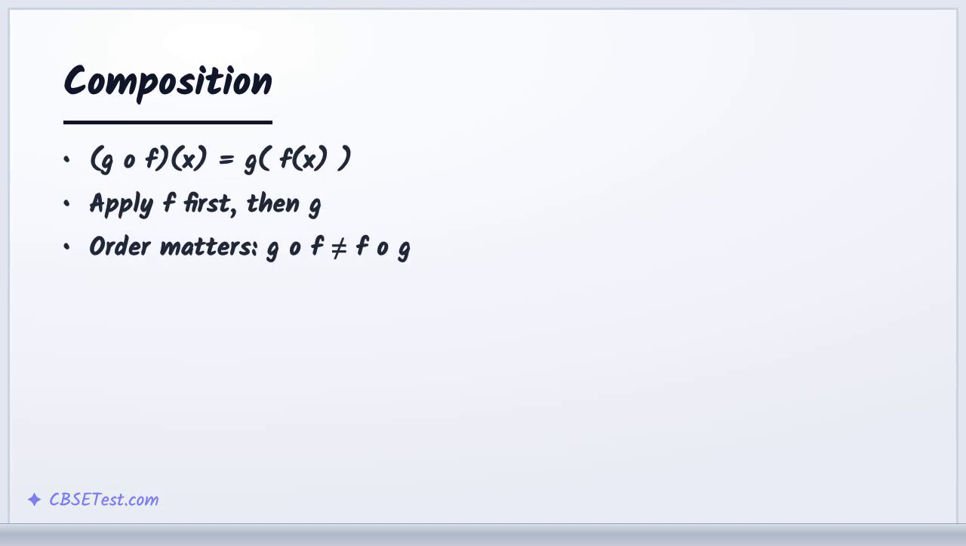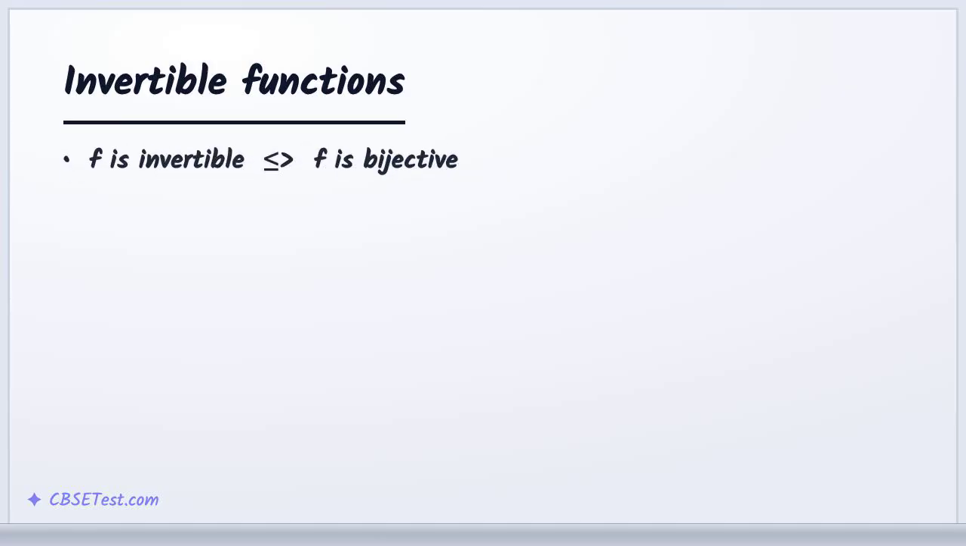Be careful. The order matters. g after f is generally not the same as f after g. A function has an inverse exactly when it is bijective. The inverse simply undoes the function. Applying f and then f inverse returns you to where you started.